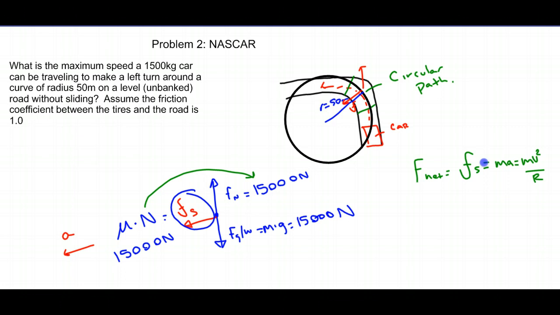That's our next step, which is to invoke Newton's second law of rotation. And so now we know that we are solving 1,500 newtons equals mass times v squared divided by r. And so our v will be equal to the square root of 15,000 divided by 1,500, which is 10, times our radius, which is 50.